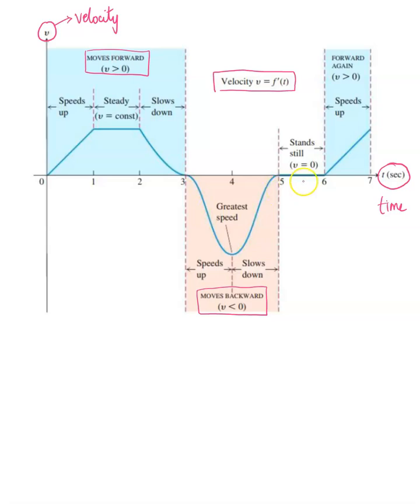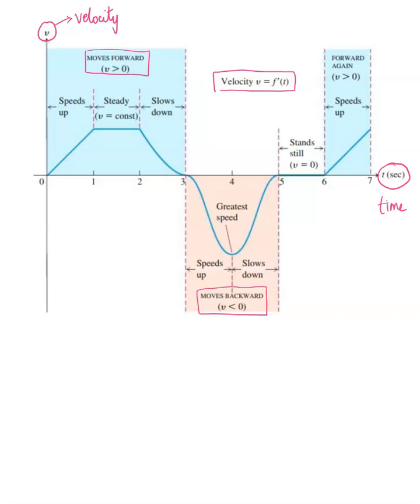Now, from 5 to 6, you see that the curve actually coincides with the x-axis, in this case the t-axis. So, from the 5th second to the 6th second, the velocity is 0, which means there was no speed, nothing moved. So, the object is still.